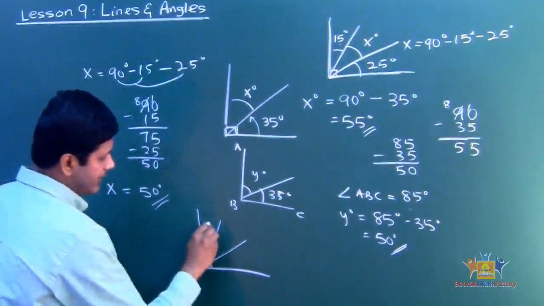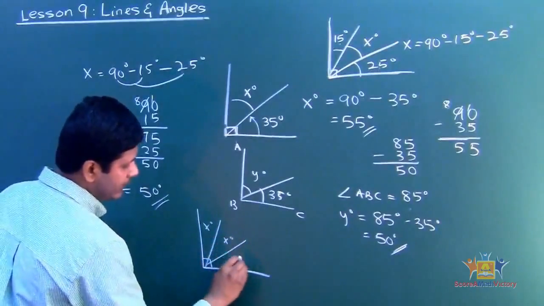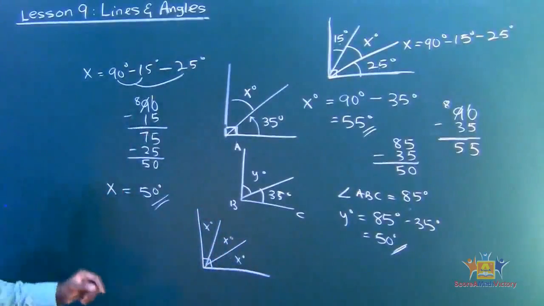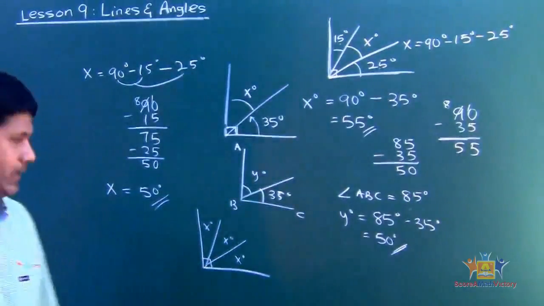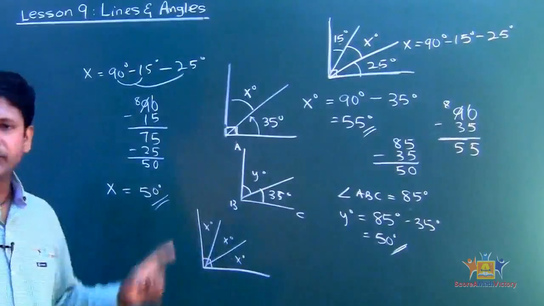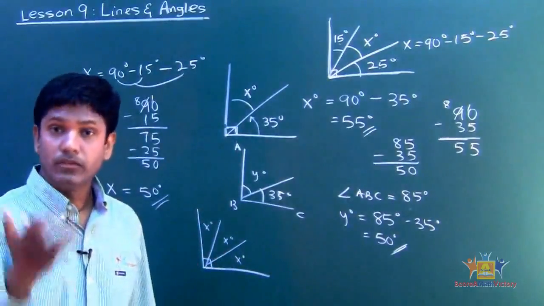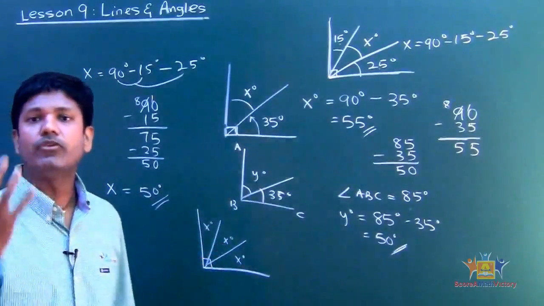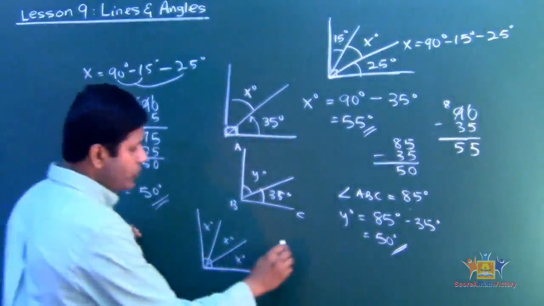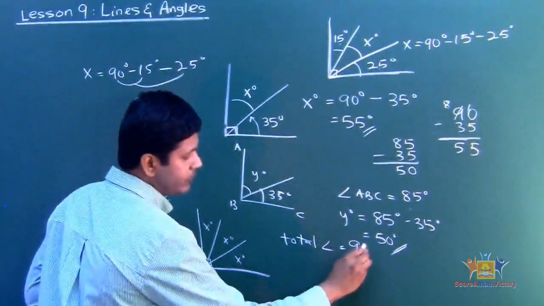I say this one is x degrees, and this one is x degrees, and then x degrees. And I want to find out what the x angle is. Now look at this. X, x, x. That means apple plus apple plus apple will give you what? 3 apples, am I right? X plus x plus x, 3x. So we know the total angle is what? The total angle is 90 degrees.